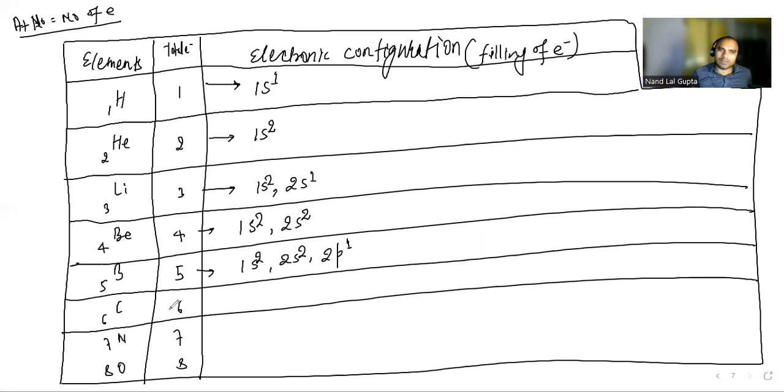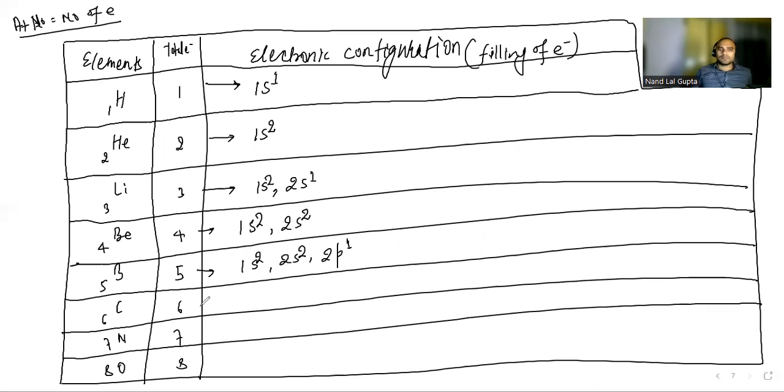Let us see for the carbon and nitrogen. Tell me for the carbon. Carbon, sir: 1s2, 2s2, and 2p2.